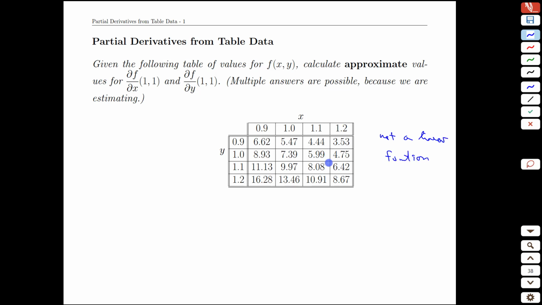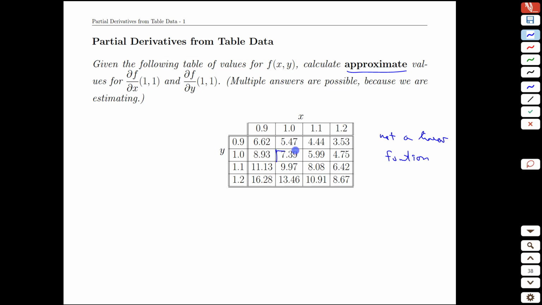As we take steps of common y jumps, so y increasing by 0.1 and 0.1 and 0.1, we don't always see the same gap between the z values. Here we go up by about 2, whereas here we're going up by about 5. So it's not a linear function, but we should be able to get a slope out of this using the kinds of estimates we've done before.